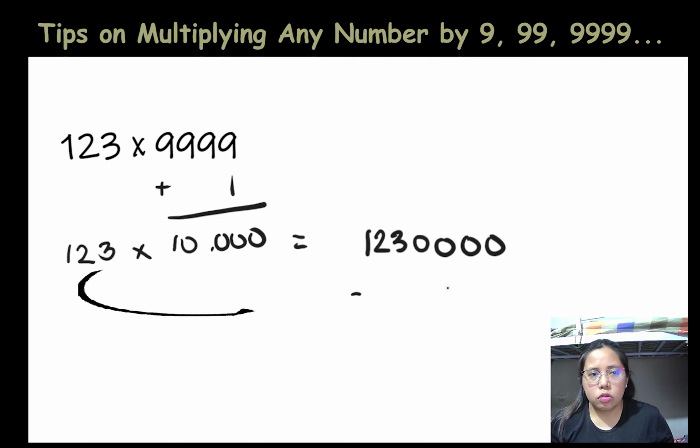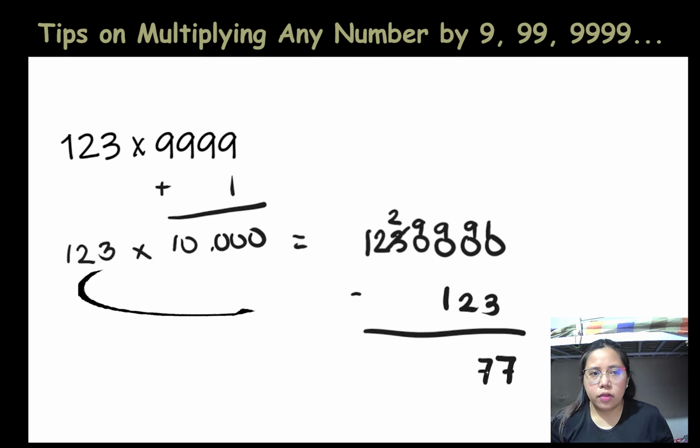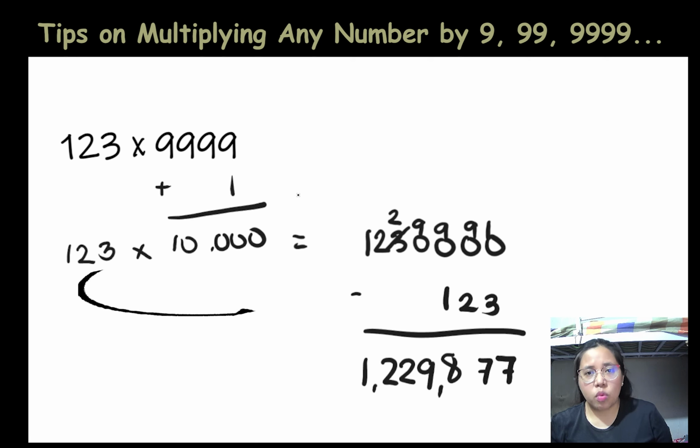Okay, so minus 123. Okay, again, dito ako nag-uumpisa ng regrouping kapag sunod-sunod yung zeros. So, this will become 2, 9, 9, 9, and 10. So, that will be 7, 7, 8, 9, 2, 2, and 1. Okay. So, ang sagot natin, 123 times 9,999 is 1,229,877.